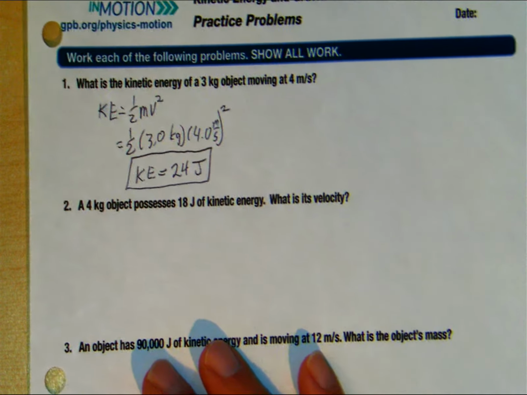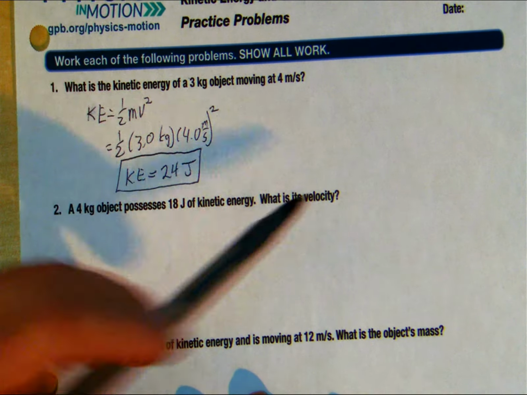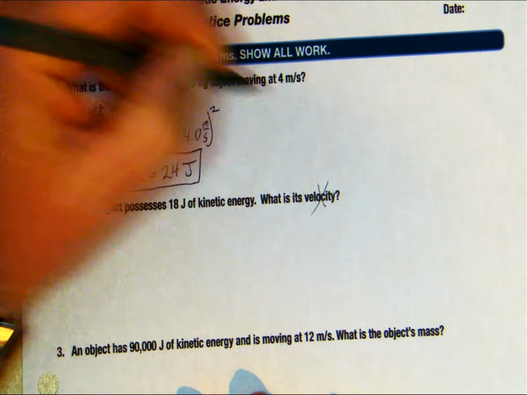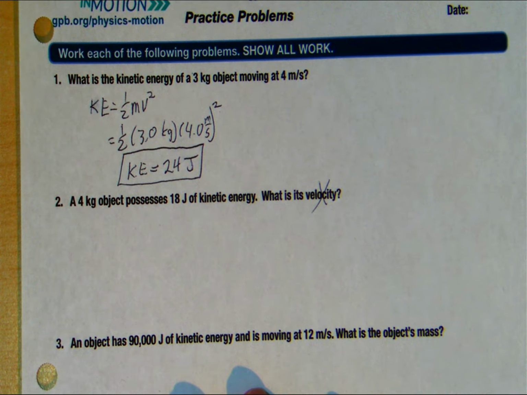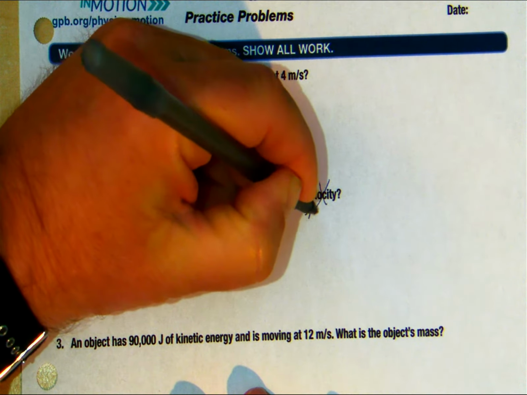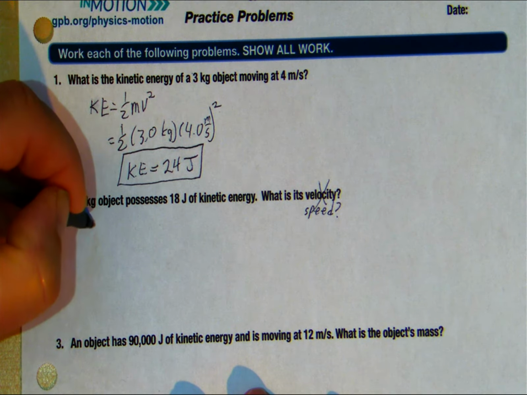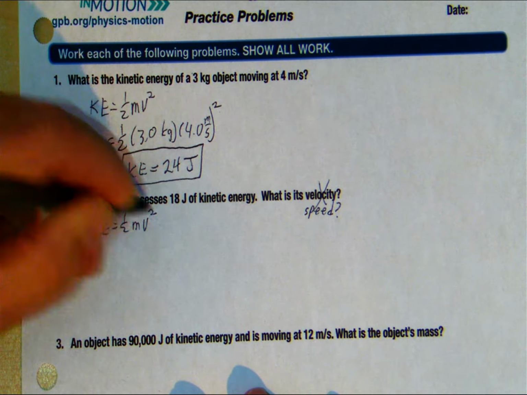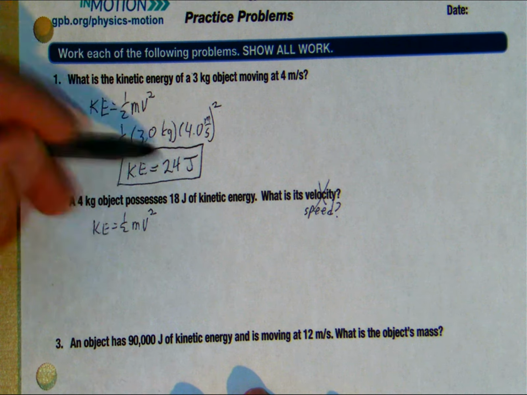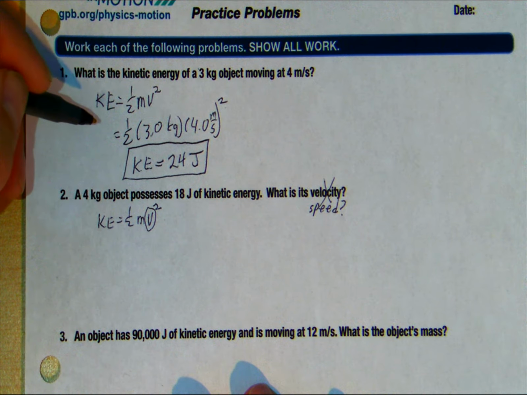Number two, a 4 kilogram object possesses 18 joules of kinetic energy. What is its velocity? Actually, we can't tell what its velocity is. Velocity is speed with direction, and there's no information that tells us what direction it's going. So the best we can do in this physics problem is calculate its speed. The formula is kinetic energy is 1/2 times mass times velocity squared. When we work backwards, we can't get the velocity, we can only get the speed. And this is the one unknown that we're solving for.